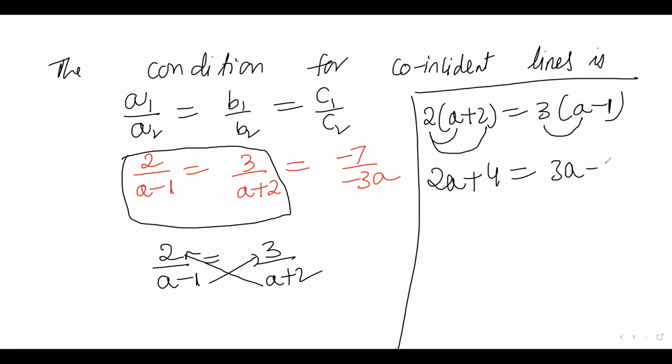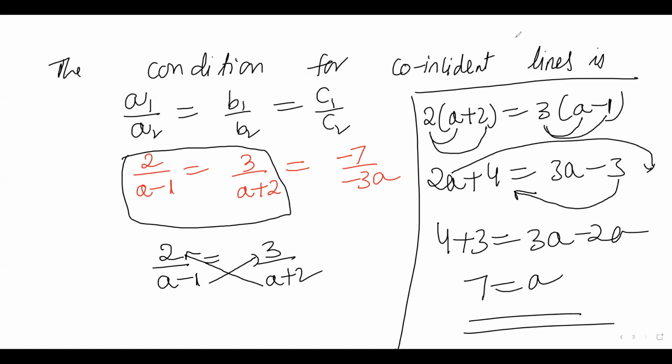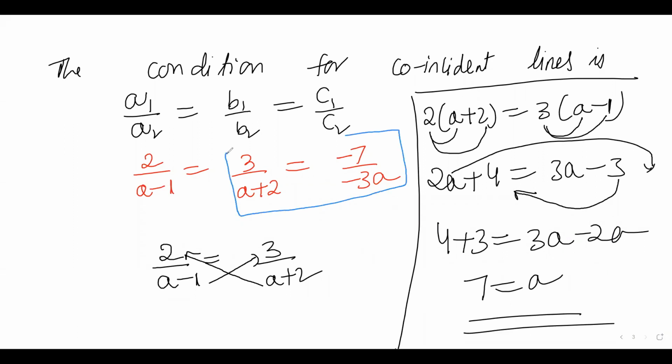3a minus 3, 3 ones are 3. Transpose 2a to this side, 3 to this side. 4 plus 3 is equal to 3a minus 2a, 7 is equal to a. So the value of a is 7. You will get the same answer even if you compare the other two terms.